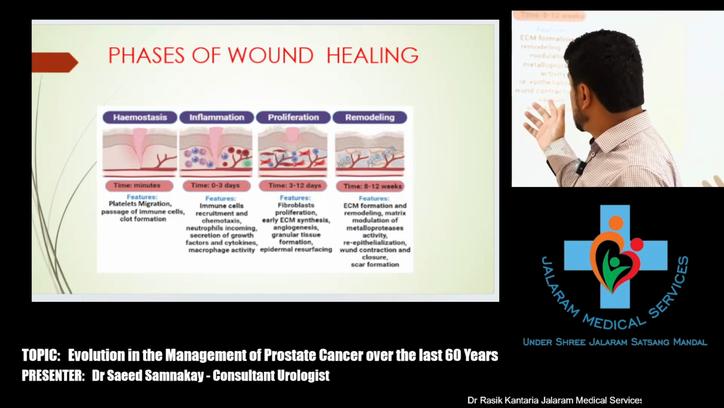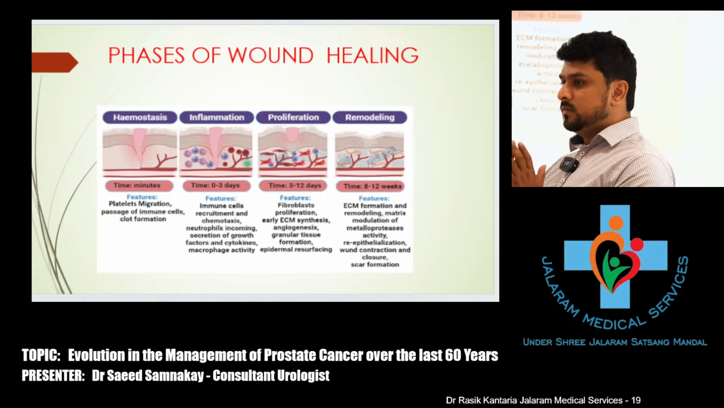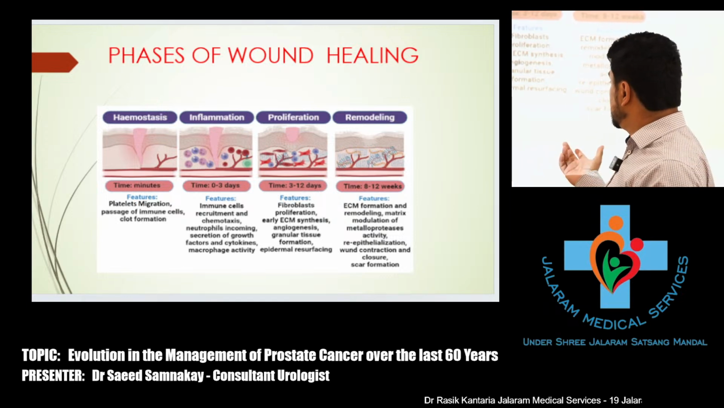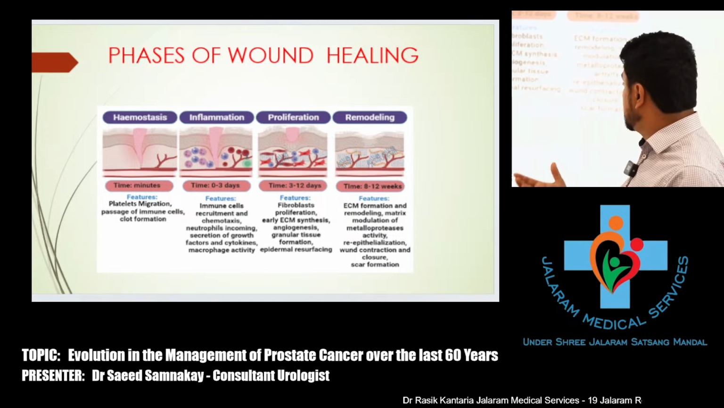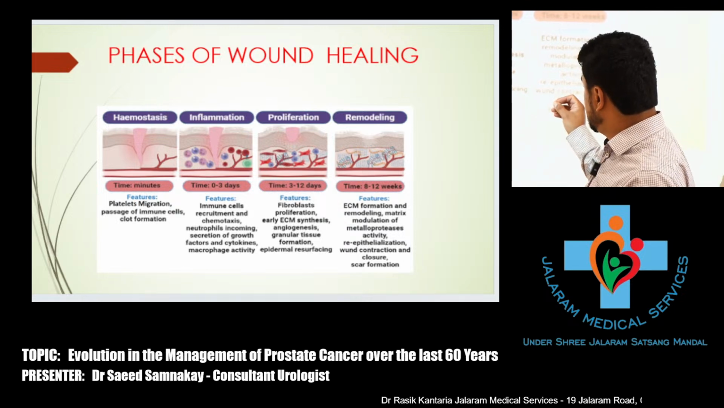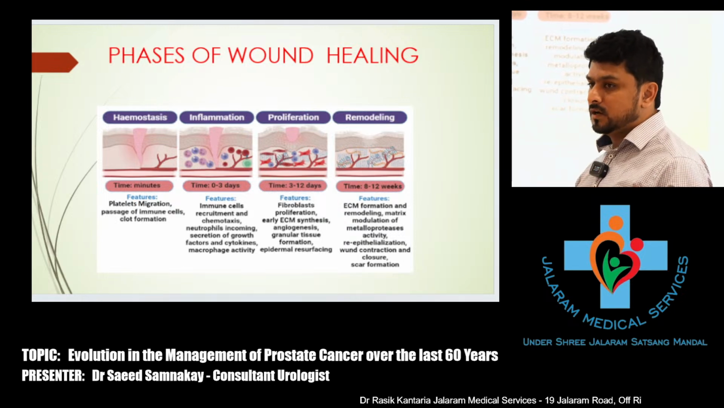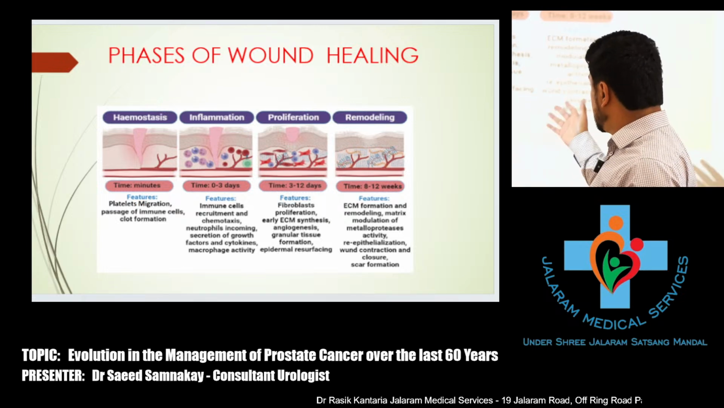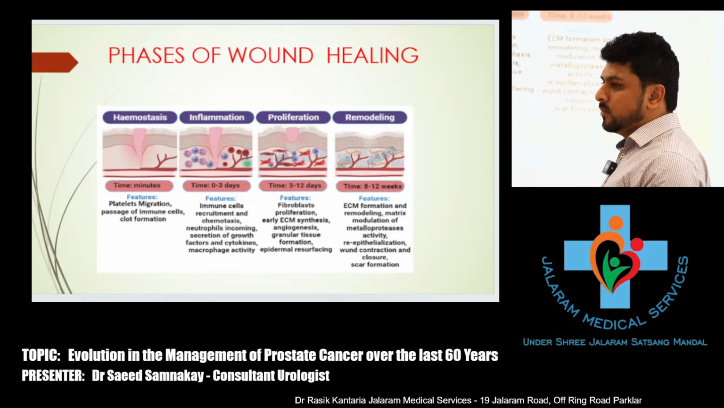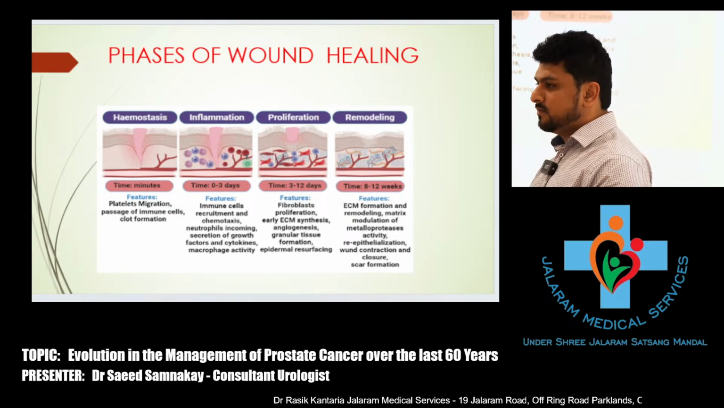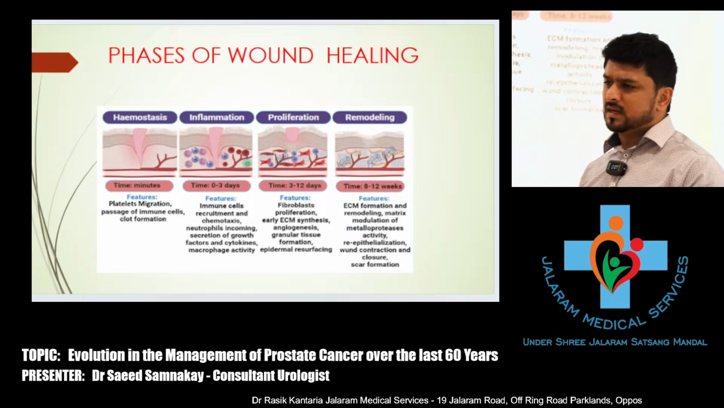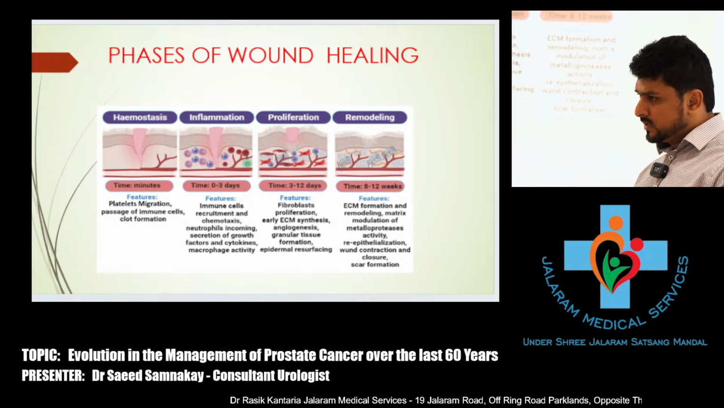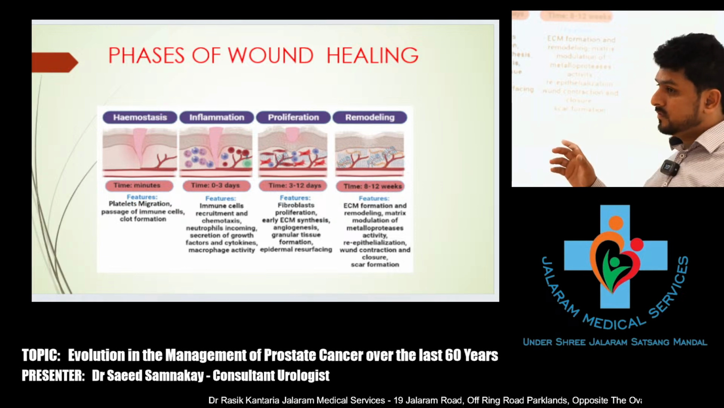Phase of proliferation. Once the immune system has done its job, you bring in the builders, which are the fibroblasts, the collagen that comes in. Now you have new vessels forming. Then from proliferation, you have remodeling. Remodeling is those wounds that have a very light pink scar. That's a very immature scar. So that is the phase of remodeling.